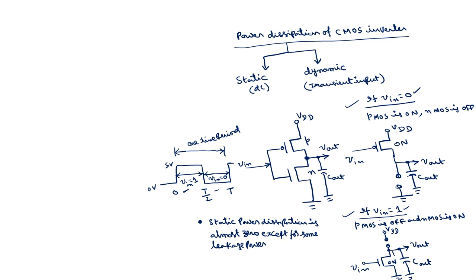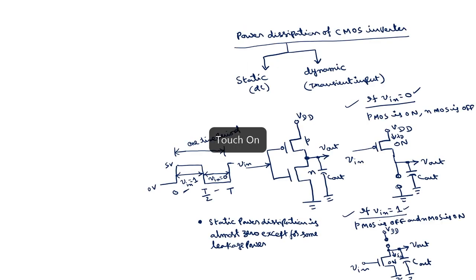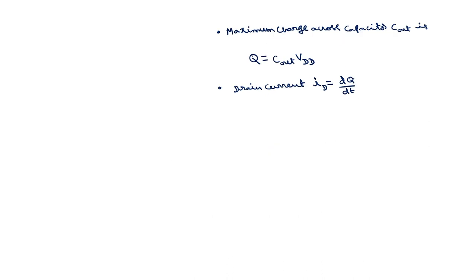And if I call the drain current as ID, in this case this is ID, in this case this is ID. The drain current ID is given by current, which is nothing but rate of change of the charge, dq by dt. And here I am considering this total power dissipation over one time period, and the maximum change in the Q is Cout into VDD, so ID is equal to Cout into VDD divided by T.